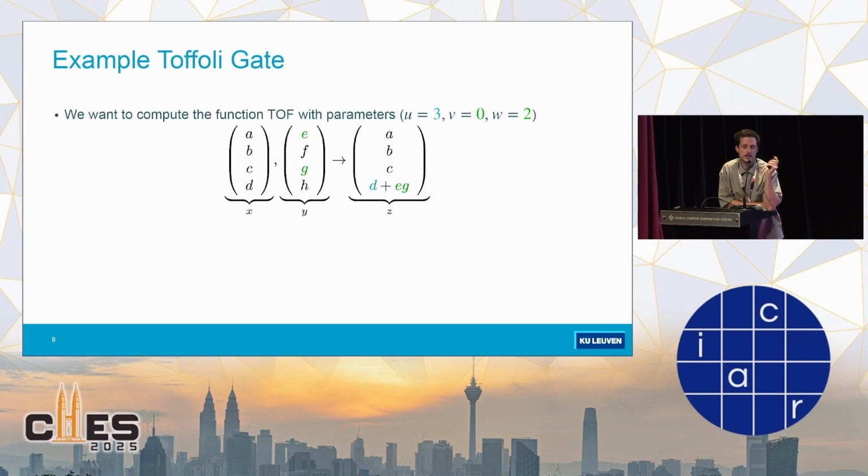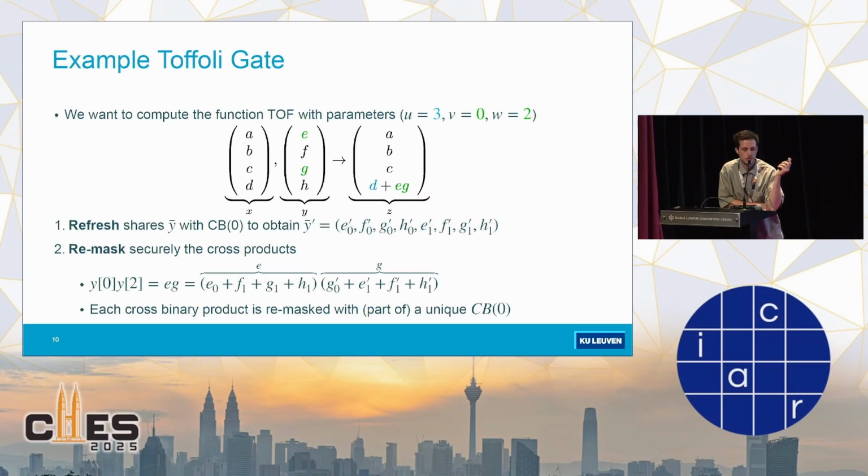Now for the Toffoli gate example, let's assume you want to do it with parameters U3, V0, and W2. That means we want to take the bits at index 0 and 2 from Y, so E and G, multiply them together, and then add them at index 3. So you want to have D plus EG. First we refresh this share of Y with the code-based zero gadget. We obtain this refreshed value. Now we get this set of indices.